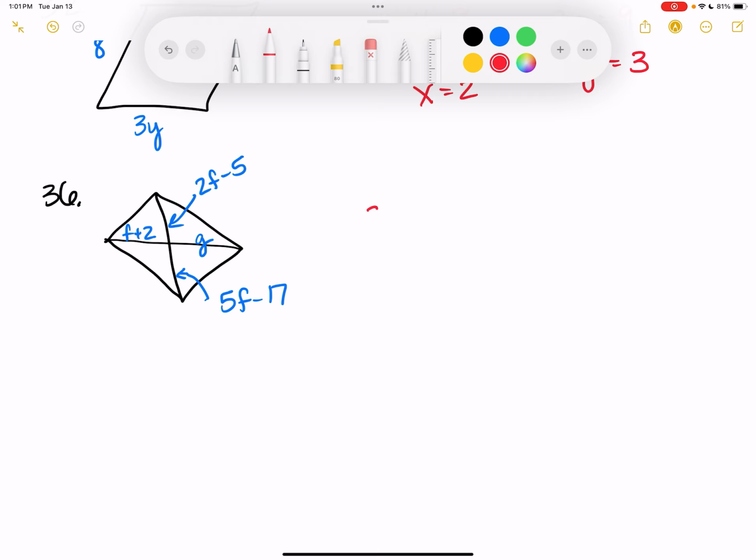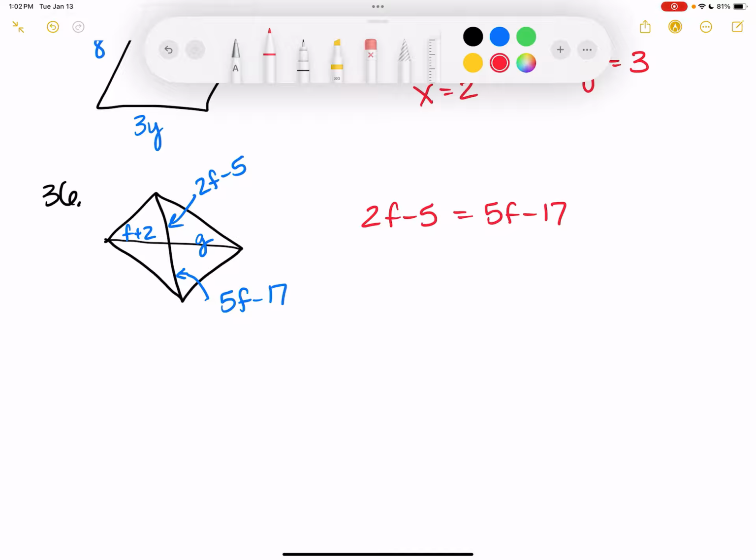So using the formula, we have 2f minus 5 equals 5f minus 17. I guess I should say theorem, not formula. But the diagonals bisect, so that means that those two things are equal to each other. So how would I solve this? We haven't done one with two variables in a while, I don't feel like. These aren't angles, these are side lengths, so I can't do that.